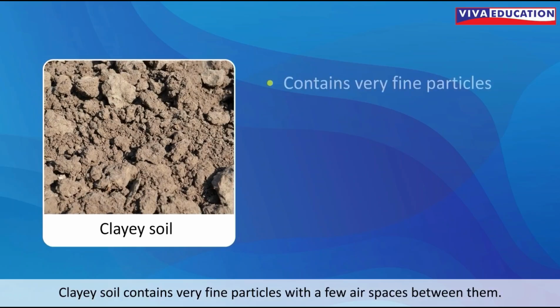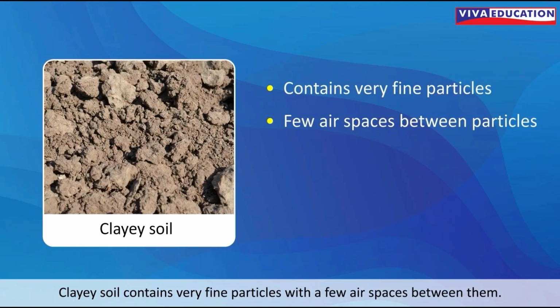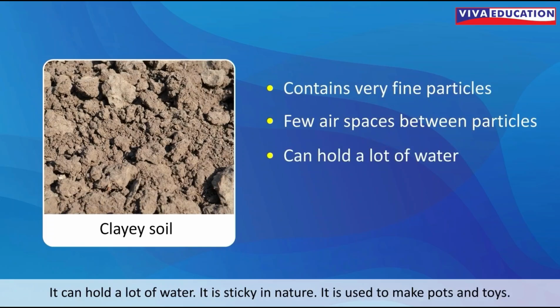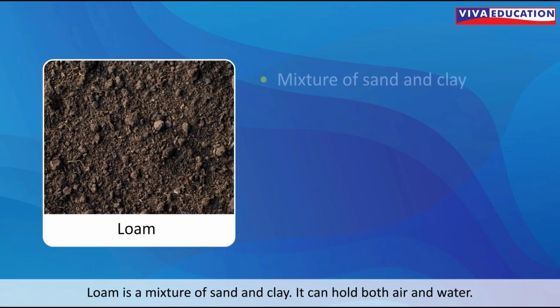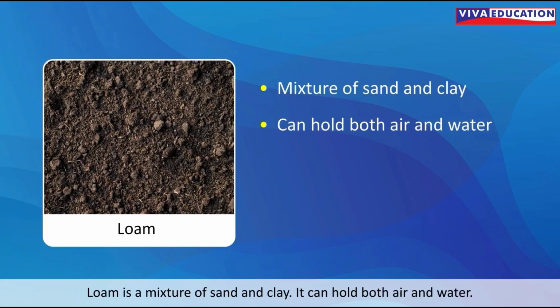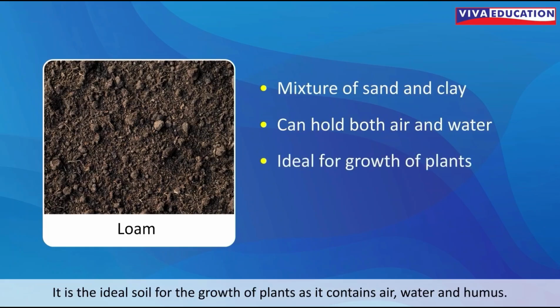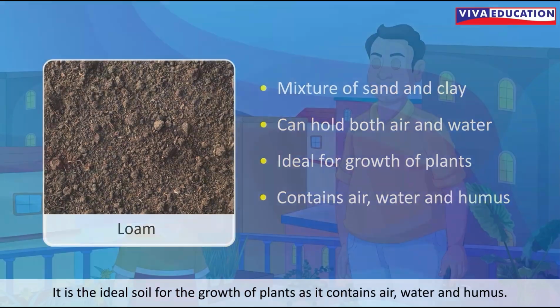Clayey soil contains very fine particles with a few air spaces between them. It can hold a lot of water. It is sticky in nature. It is used to make pots and toys. Loam is a mixture of sand and clay. It can hold both air and water. It is the ideal soil for the growth of plants as it contains air, water, and humus.